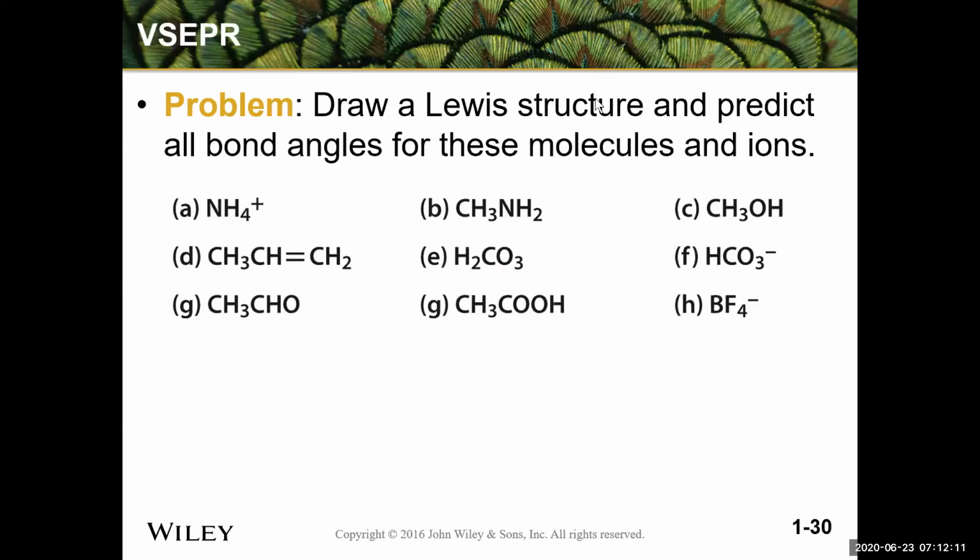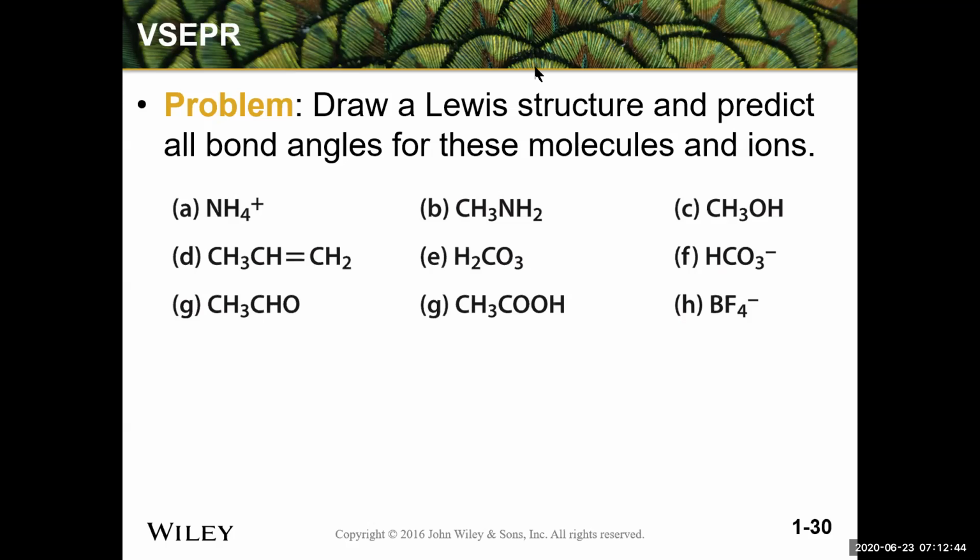Okay, in the last video, we talked about using VSEPR theory, valence shell electron pair repulsion theory, to predict the shape of molecules where there's a central atom covalently bonded to other atoms. So let's go through a few examples here.